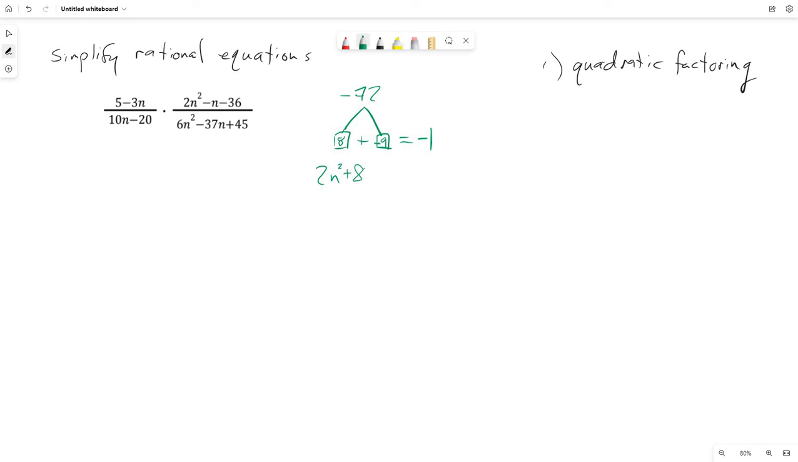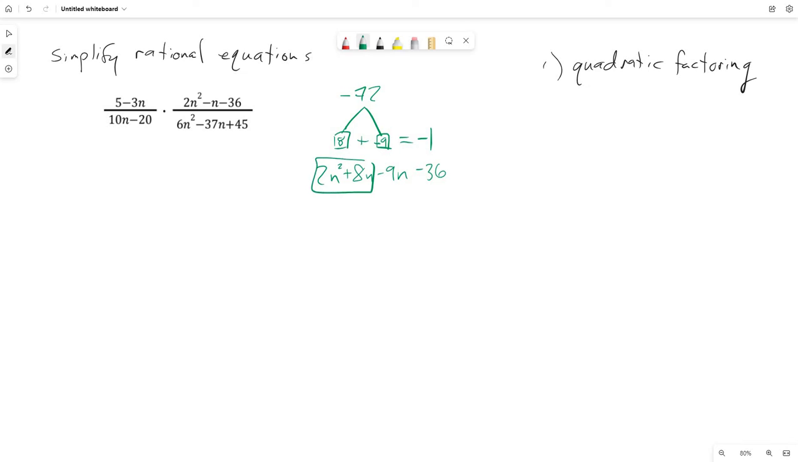Oops, this is a squared. Sorry about that. That should be 2n squared, 8n minus 9n. So we just broke up the middle term into these two parts. This is what's going to help us factor the quadratic expression here. And now we're going to stick negative 36 back on here. And now comes the magic.